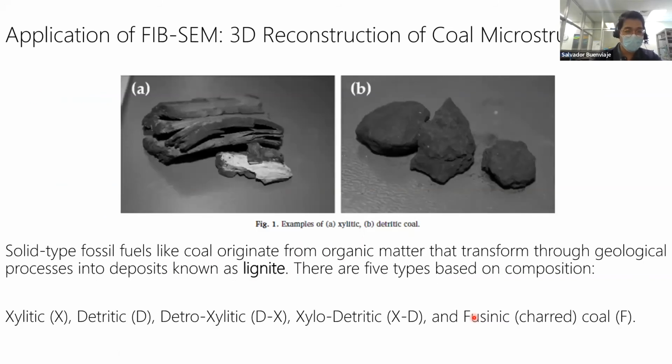Solid fossil fuels like coal originate from organic matter that transforms into deposits known as lignite. So there could be 5 types of lignite depending on the composition of the sample. It could be rich in silytic, it could be rich in detritic, or it could be a mixture.